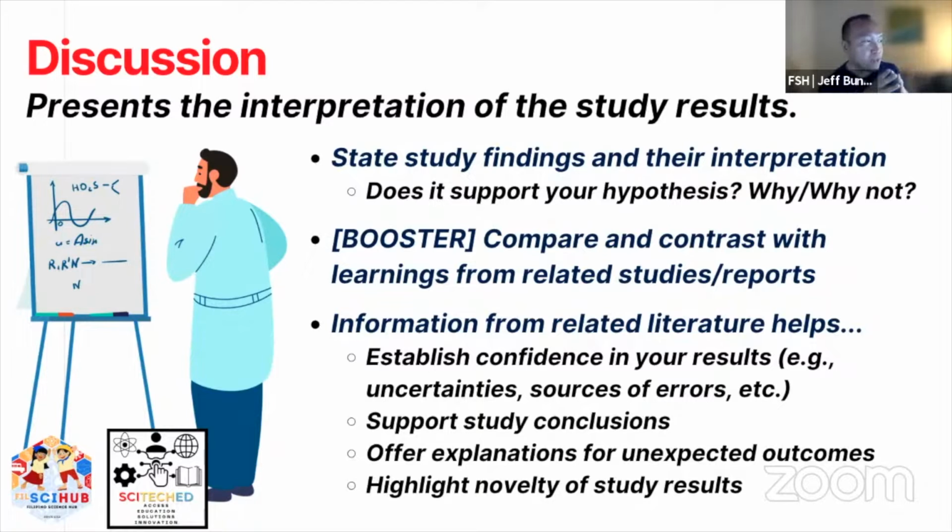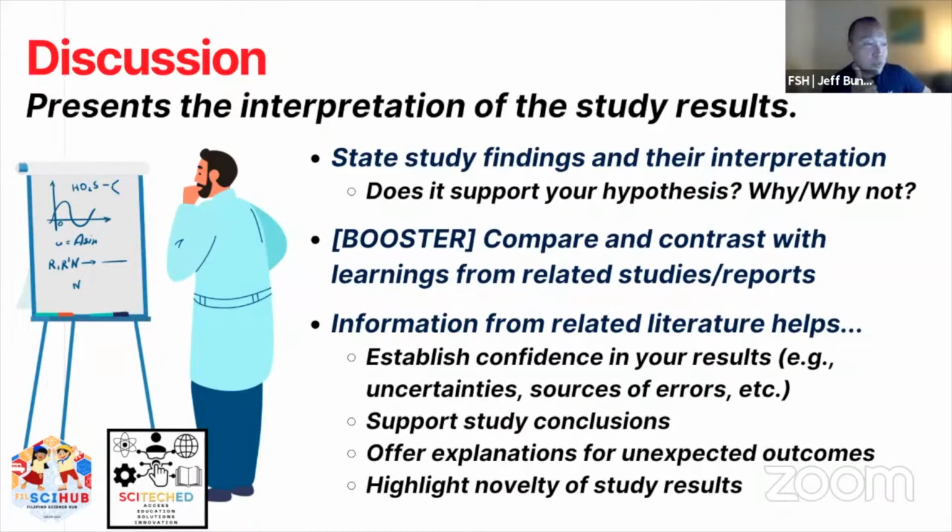For you to be able to better contextualize your result, you have to compare and contrast your learnings from related studies or reports. This is what I was saying, you need a literature search as you write up your discussion. Literature search is not only for the review of literature; even in interpreting data to write up a discussion, you can compare and contrast your result against others. And then the information from the review of literature can help you in writing this up.